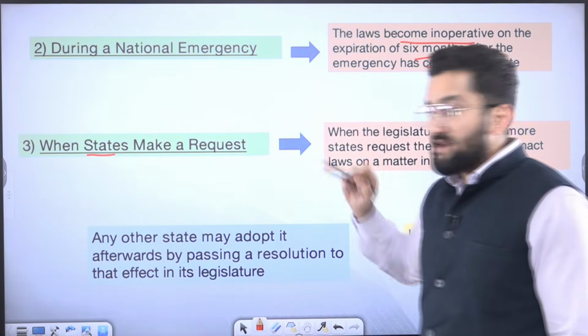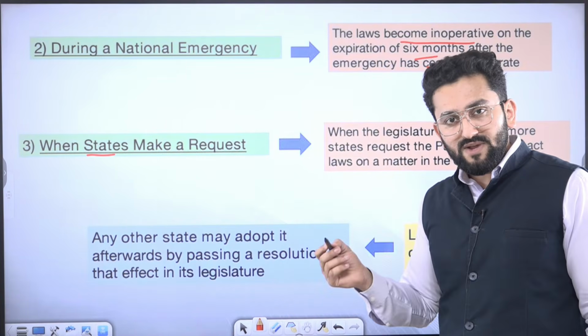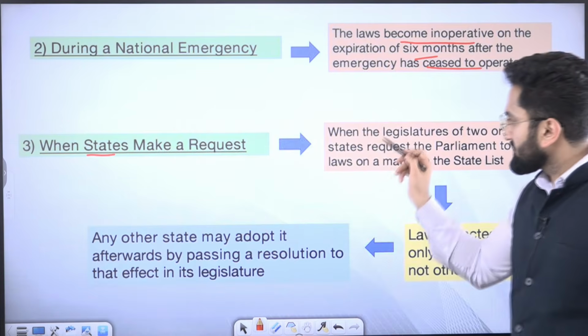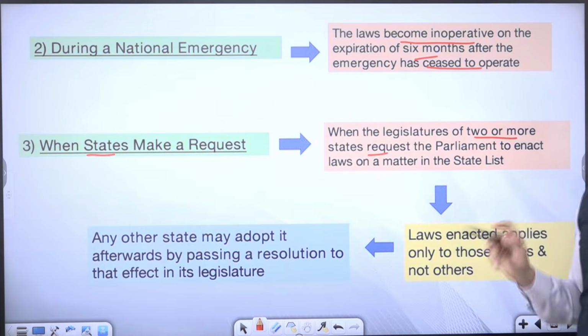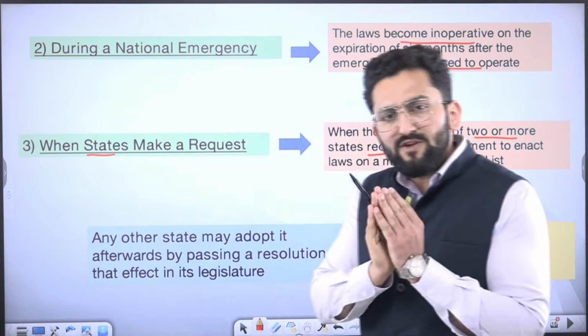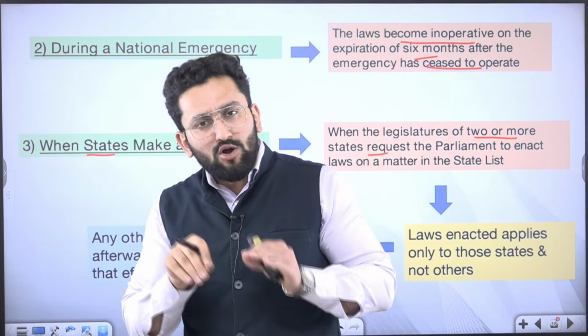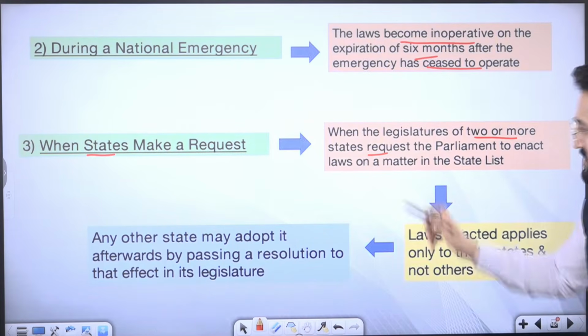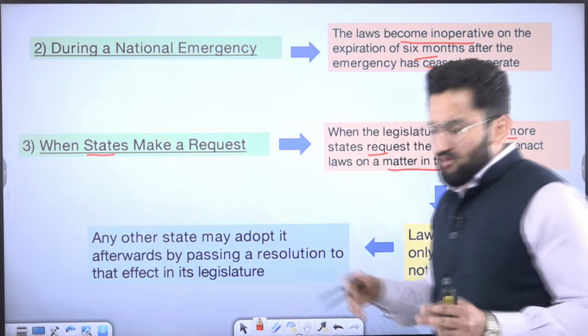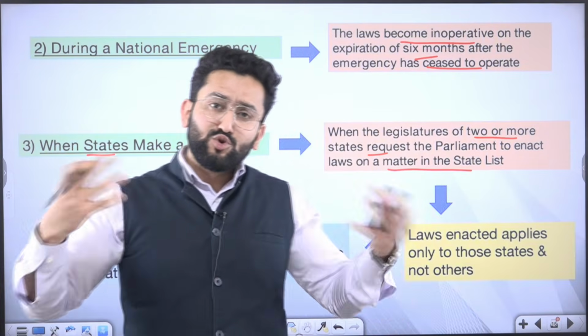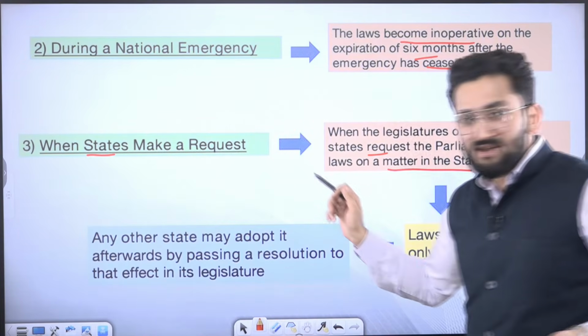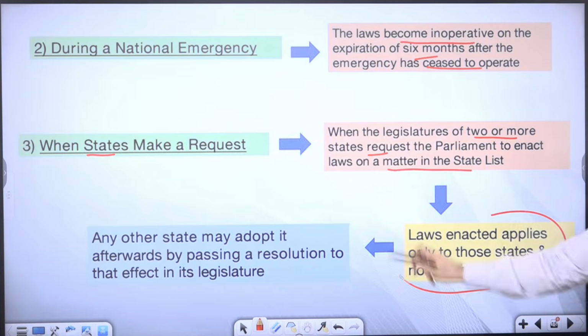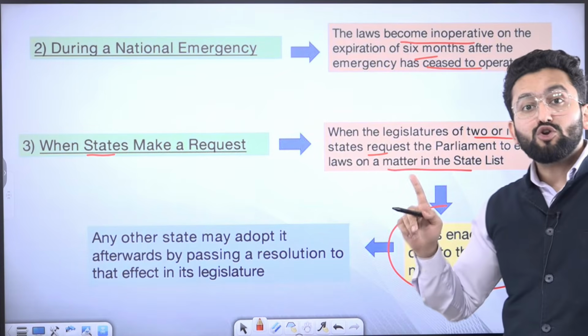Now, when states make a request, what does it mean? If two or more states request that Honorable Parliament, we want you to make law on this topic, although this is a matter of state subject, but we want you to make law. So in this case, what Parliament is going to say is, okay, if you are willing, then we are going to do that. So in this third case also, the law enacted applies only to those states, not to others.